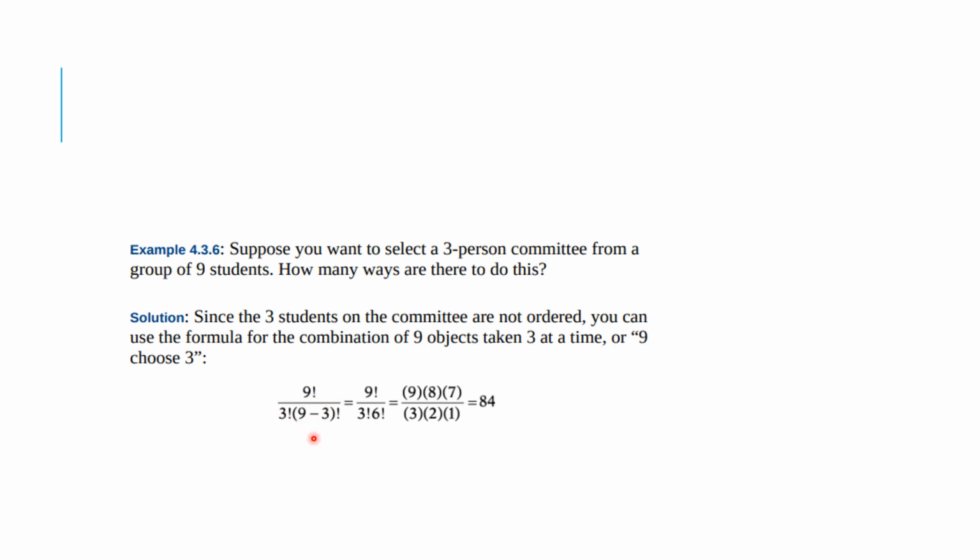9 factorial over 3 factorial times 9 minus 3 factorial is equal to 9 factorial over 3 factorial times 6 factorial. 9 times 8 times 7 times 6 factorial, and the 6 factorials cancel out, and 3 factorial is 3 times 2 times 1, and that is 84. That is our answer.